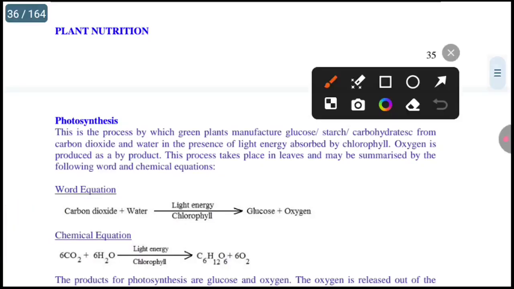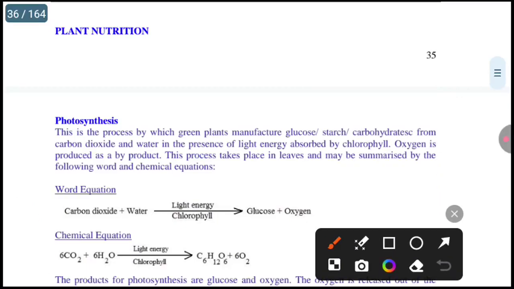So we start with photosynthesis, a very common subject. This is a process by which green plants manufacture glucose or starch or carbohydrates from carbon dioxide and water in the presence of light energy absorbed by chlorophyll. Oxygen is produced as a byproduct.